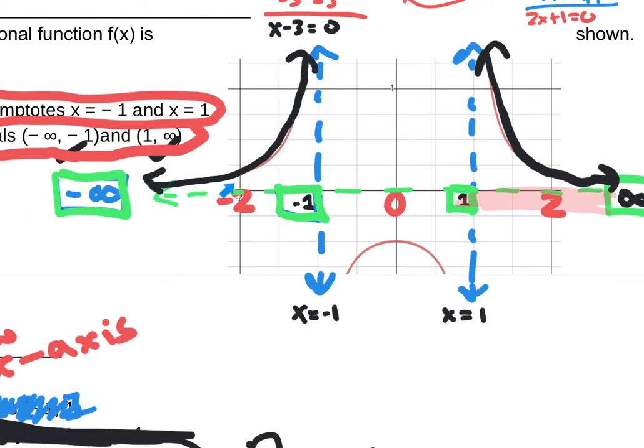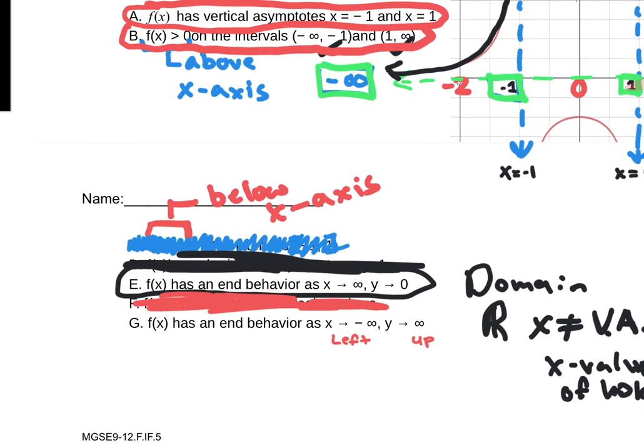In fact, what y value am I really at when I'm flat like this? What y value is this? 0. I'm really approaching 0. Look at this. This would be infinity. Whee! Woohoo! That would be infinity. No, we're flat. We're at 0. So that's false.